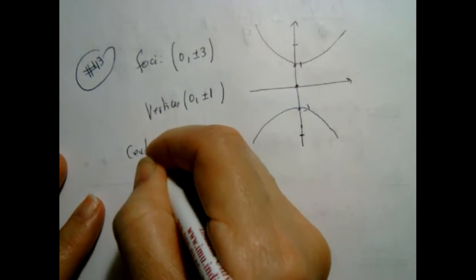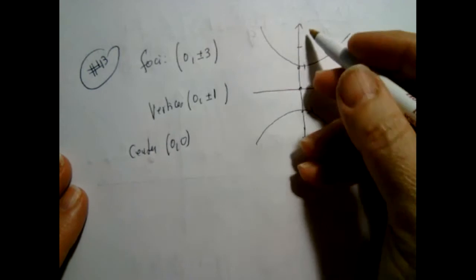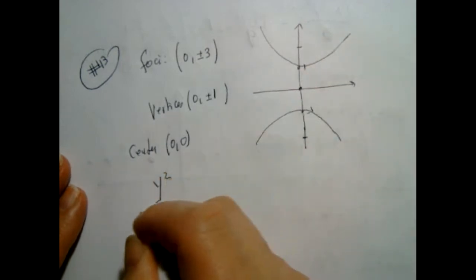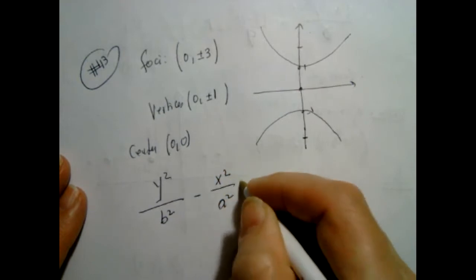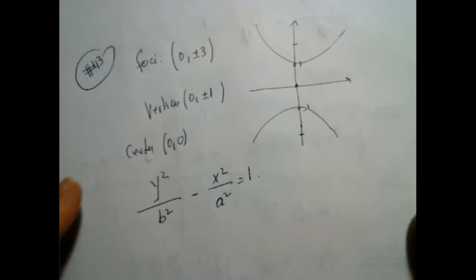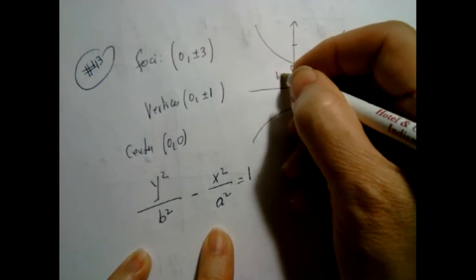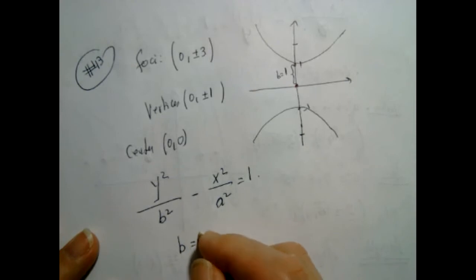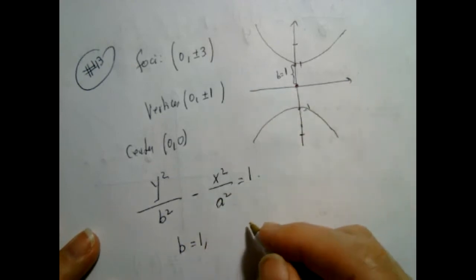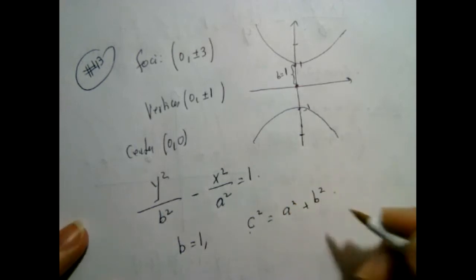Step number 1, the form. The center is at the origin in this scenario. Since it's going up and down, the equation is y squared over b squared minus x squared over a squared equal to 1. Now we have to find b and a. This b right there in my problem is the intercept, so we know that b is equal to 1. Now we need to find a. For the hyperbola, c squared is a squared plus b squared.